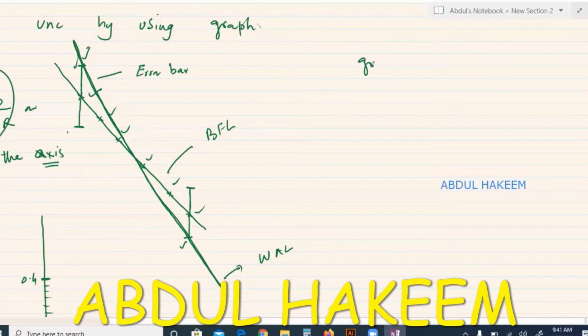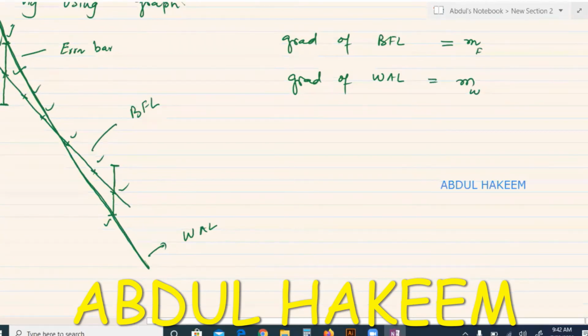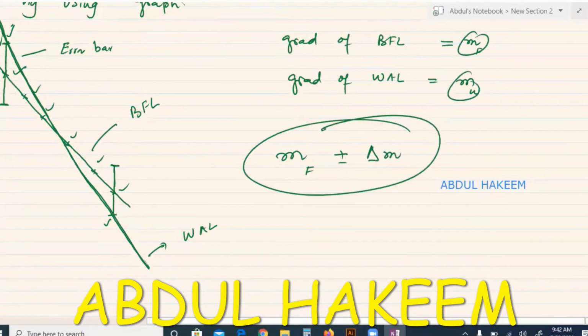So we will calculate the gradient of the best fit line and the gradient of the worst acceptable line. Suppose the gradient of the best fit is MF and the gradient of the worst fit is MW. So what will be the answer? The gradient of the best fit line is the actual answer of the gradient, but the difference of the 2 gradients is the uncertainty in it.